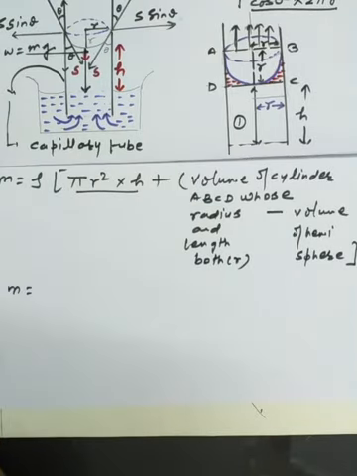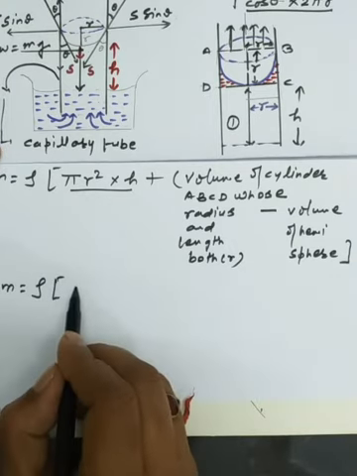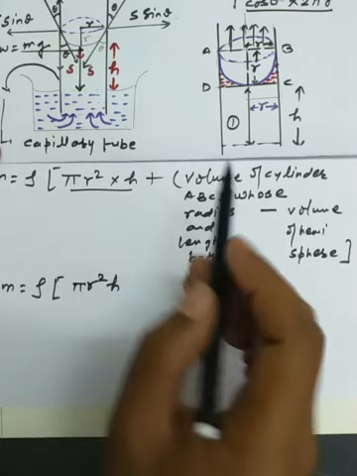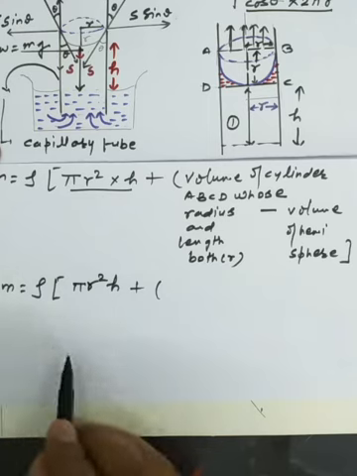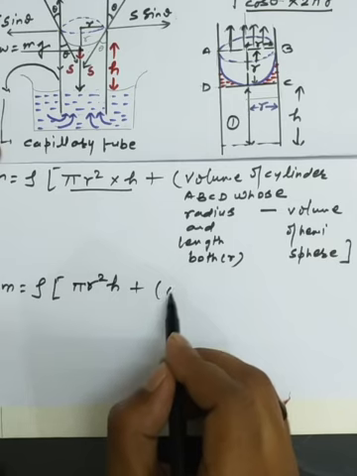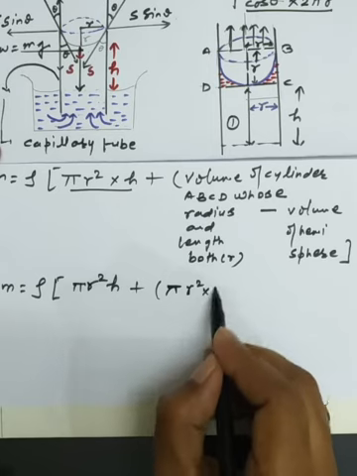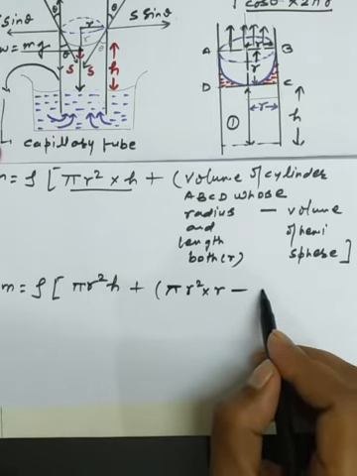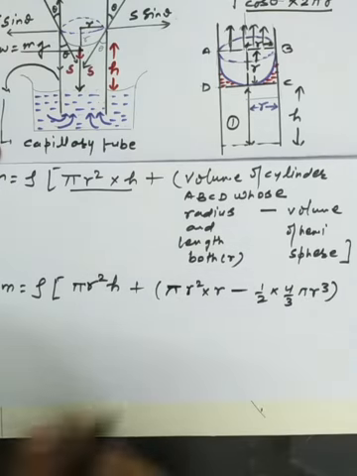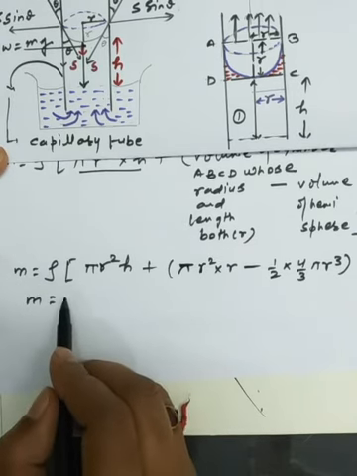Further, we calculate the mass, and by the geometry you can make the assessment. I write pi r square h, which we have already discussed, the height of the cylinder, plus the volume of the cylinder ABCD whose radius and length are both the same, so pi r square into r, minus the volume of the hemisphere, so 1 by 2 into 4 by 3 pi r cube. This is the simplest formula, and we can get the mass. So we can simplify it.